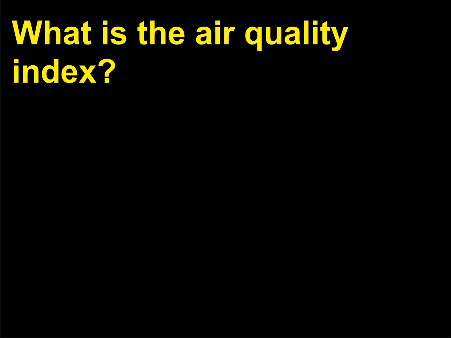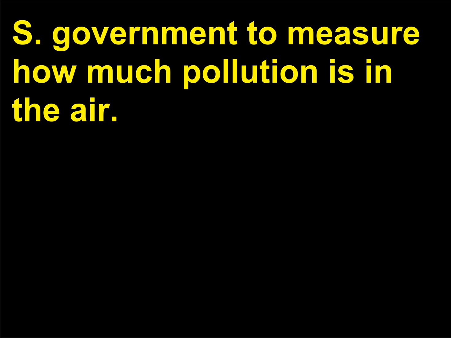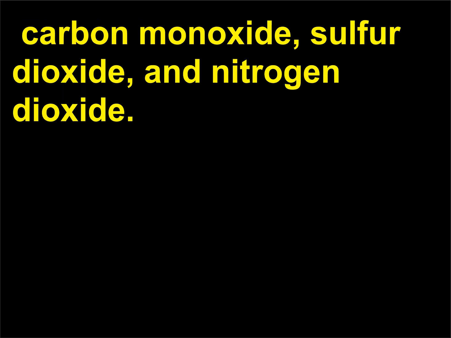What is the air quality index? Mathematics plays an important part in the Air Quality Index, AQI, a scale developed by the U.S. government to measure how much pollution is in the air. The AQI measures 5 specific pollutants: ozone, particulate matter, carbon monoxide, sulfur dioxide, and nitrogen dioxide.